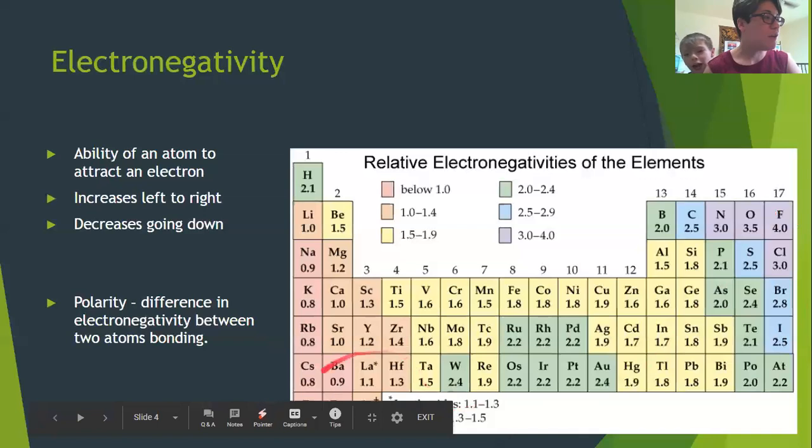Over here, francium at the bottom, or cesium, have the lowest electronegativities. They're much bigger and have lots of shells. Cesium here has 1, 2, 3, 4, 5, 6 shells, so it's got a lot of fluff out from the nucleus.